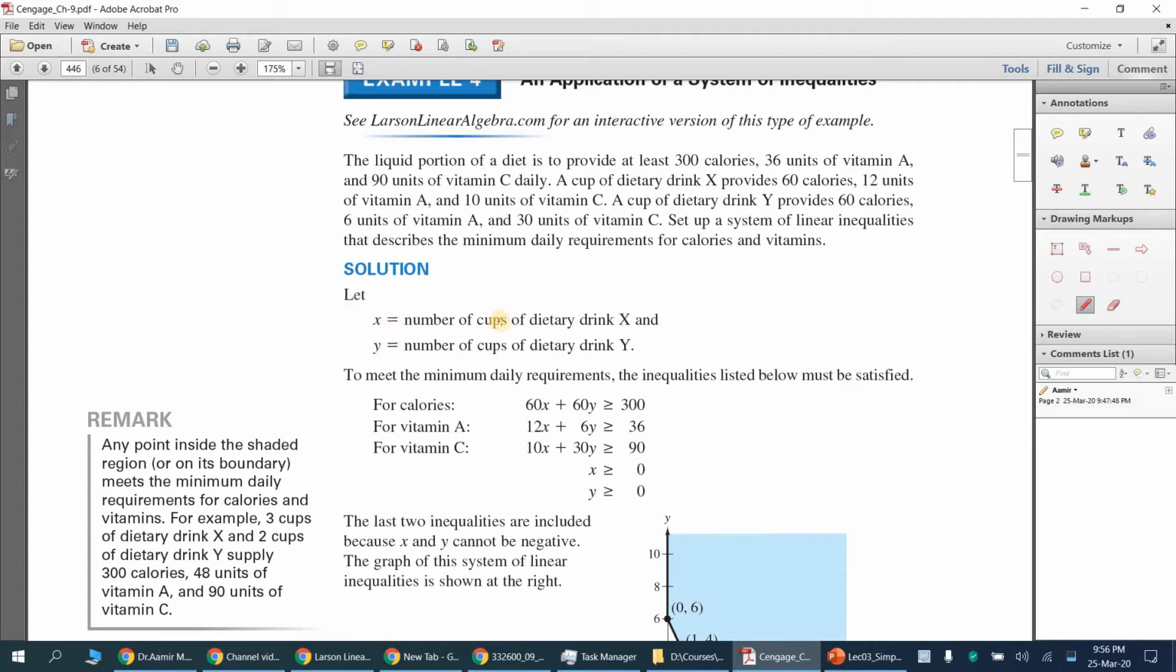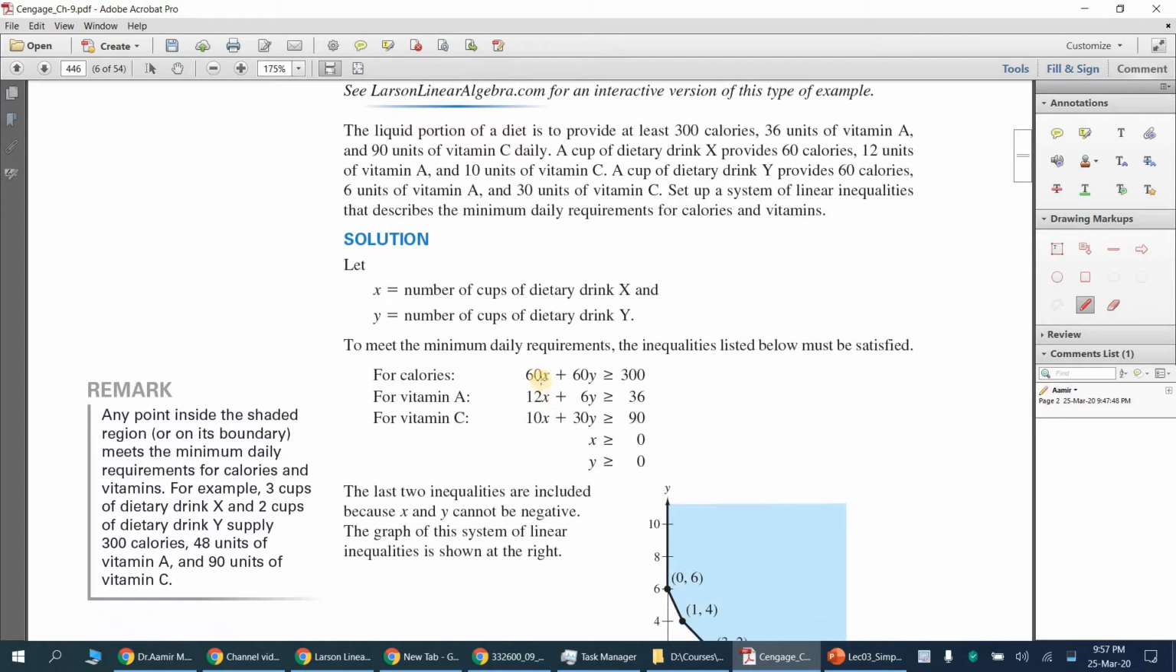x is basically the number of cups. Remember, these variables are mostly something that you want to predict, find out, or calculate. So x here represents the number of cups of drink X, and small y represents how many cups of the other drink you need. Based on these x and y, you then make the equations. Just pause the video and go through these equations. How does it come like this?